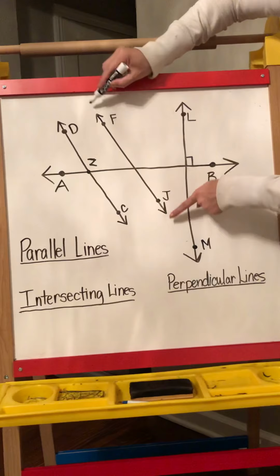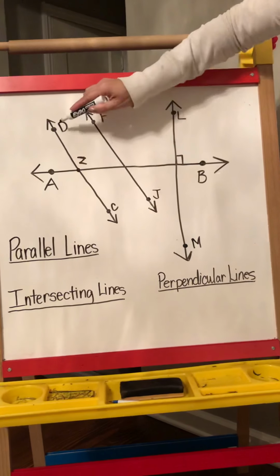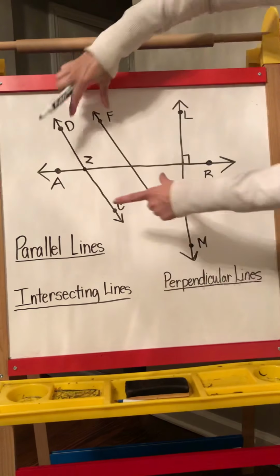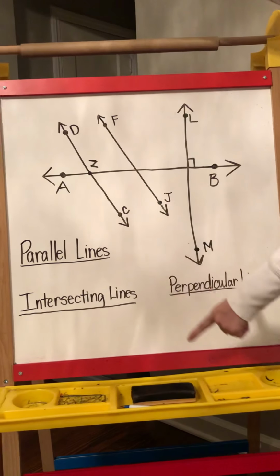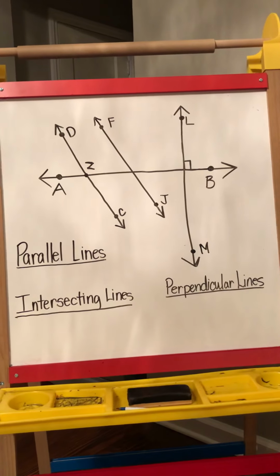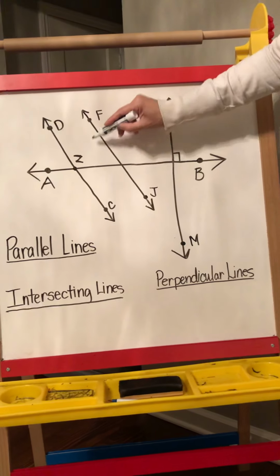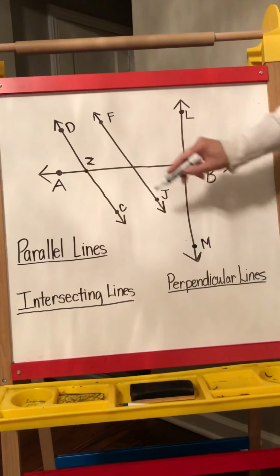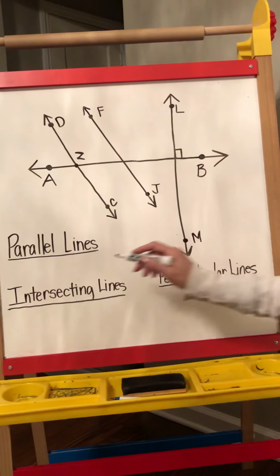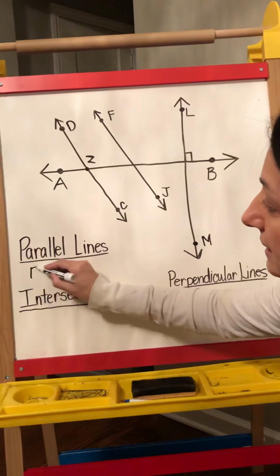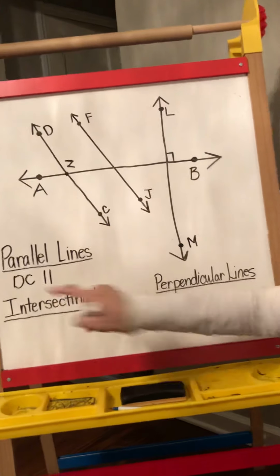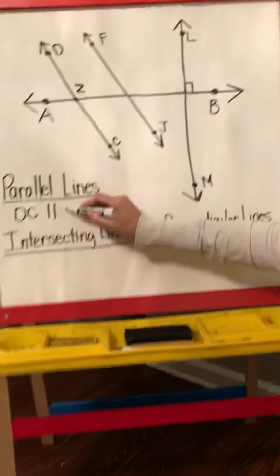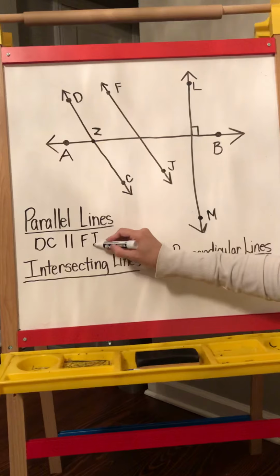But if I look at this line, FJ and DC, I see that they're running next to each other and they're continuing on, but they're never touching each other, okay? And they're the same distance apart here and here and here. So line DC is parallel, that's a symbol for parallel, like the two L's, to FJ.